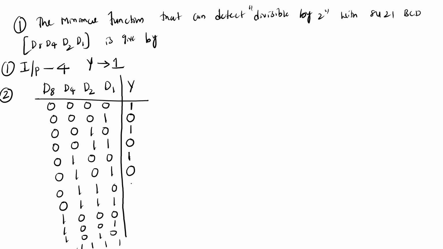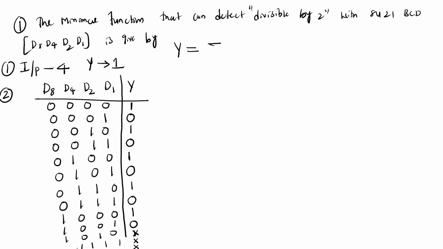6 is divisible by 2, so I can write 1. And 7 is not divisible, I can write 0. 8 is divisible by 2, I can write 1. And 9 is not divisible, I can write 0. And 10 is divisible, but from 10 to 15, I can consider as don't cares. Suppose, so you can write the minterms.